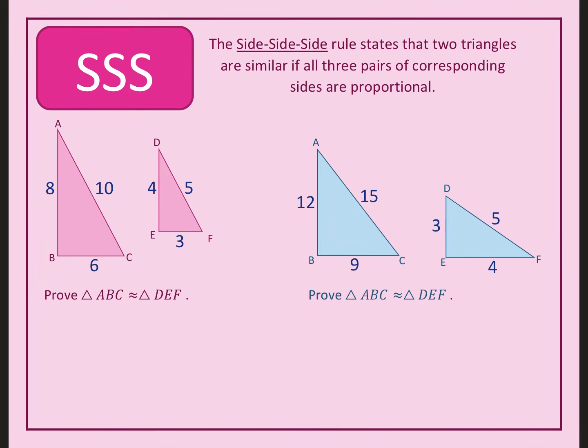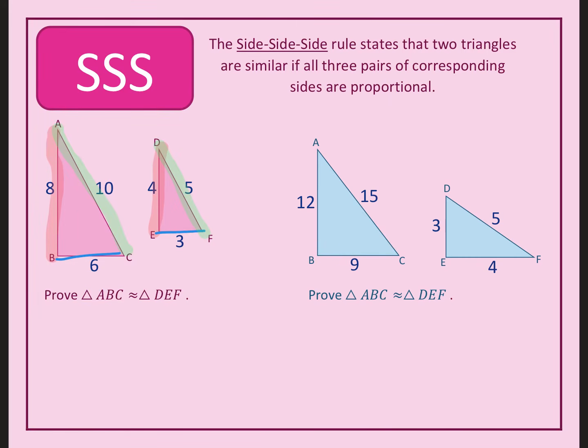The side, side, side rule states that two triangles are similar if all three pairs of corresponding sides are proportional. You can't check just two sides. You have to check all three sides. So what we're checking for here is, does each side that corresponds, I'm going to highlight for you, AB to DE, we're going to compare those to BC, EF, and then we're going to compare those to AC and DF. Do they have the same proportions?